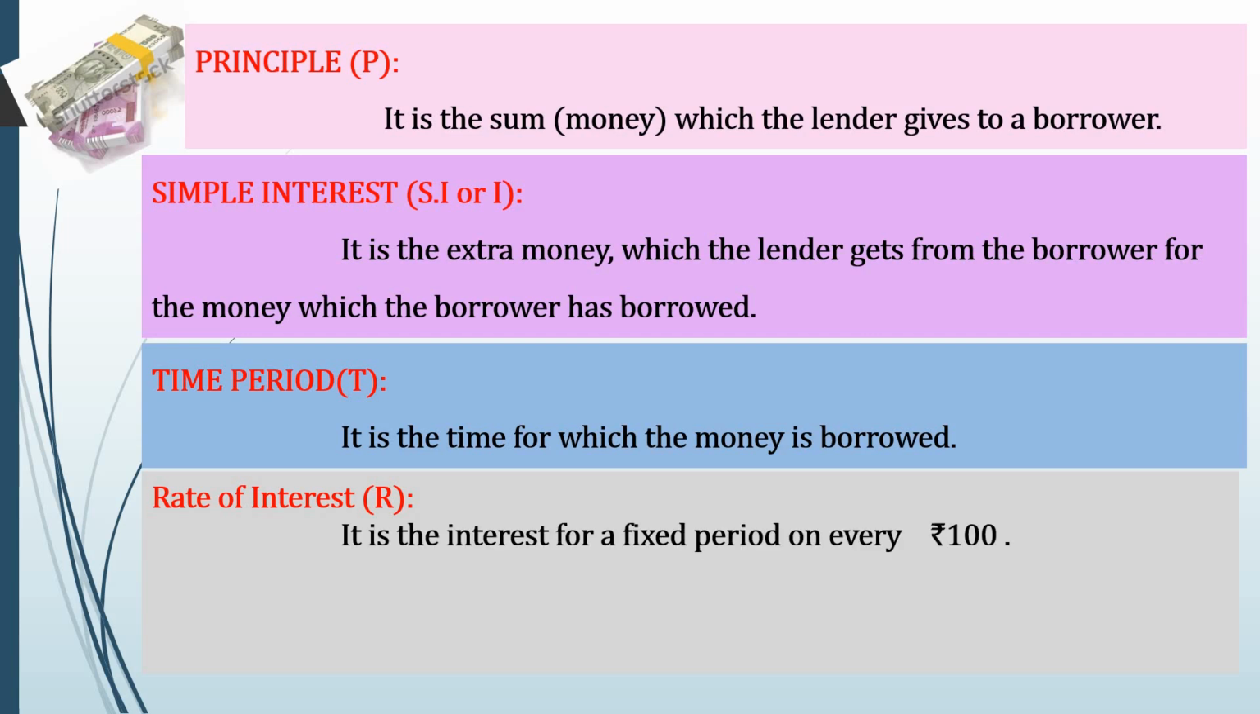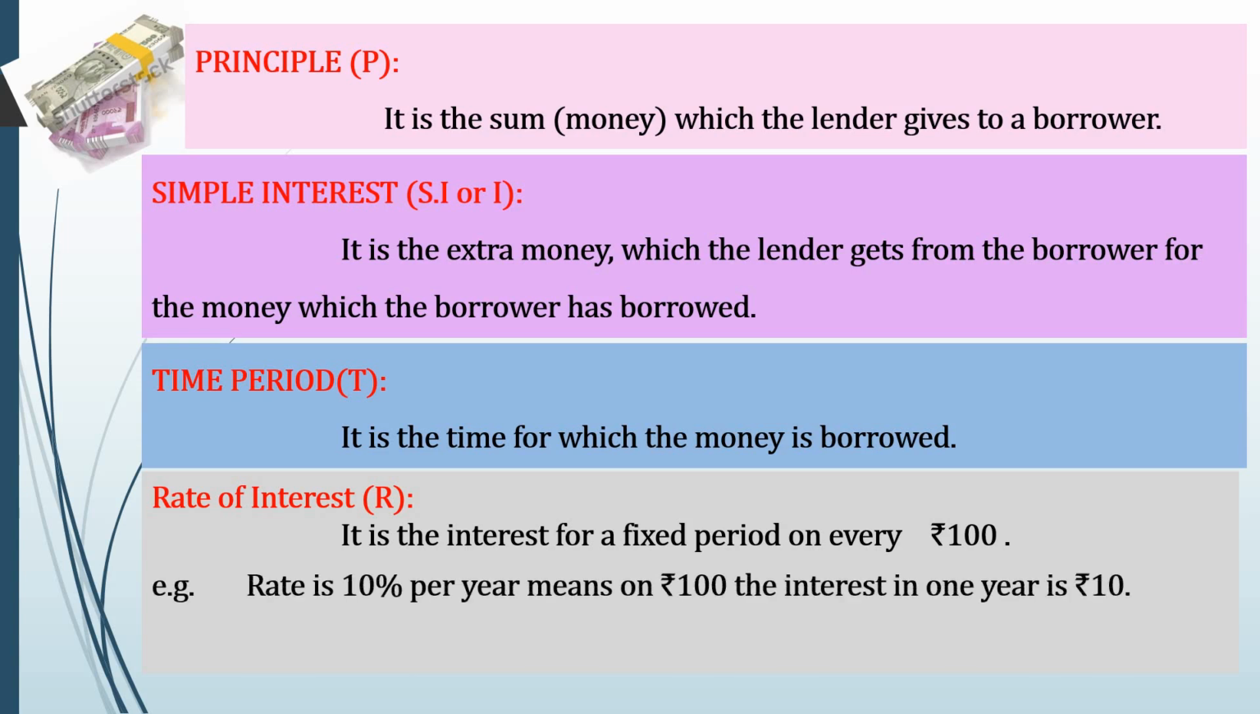It is the interest for a fixed period on every 100 rupees. That means it is the rate at which the extra charge has to be paid. For example, for every 100 rupees, if I am going to pay 5 rupees extra charge, then that 5 rupees will be the rate of interest. Okay, so let's take some example.